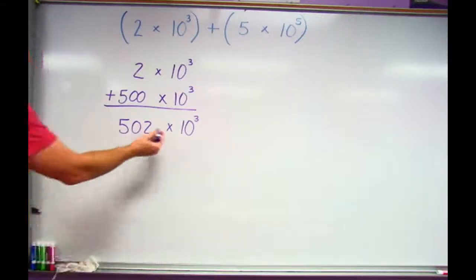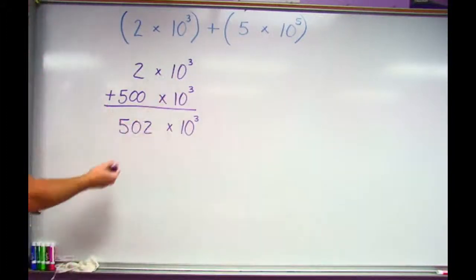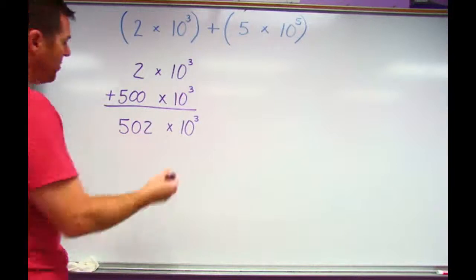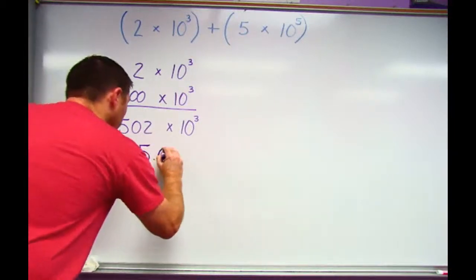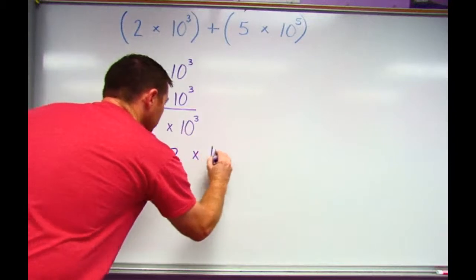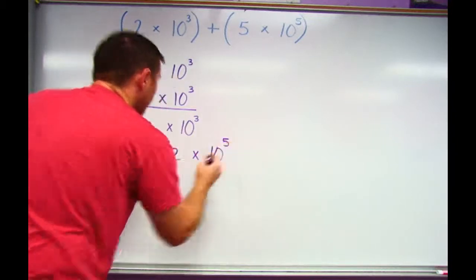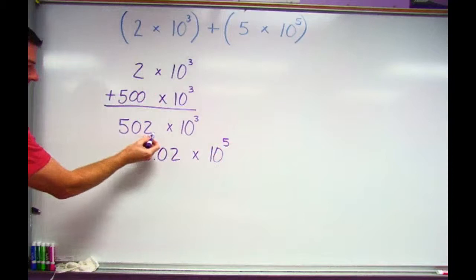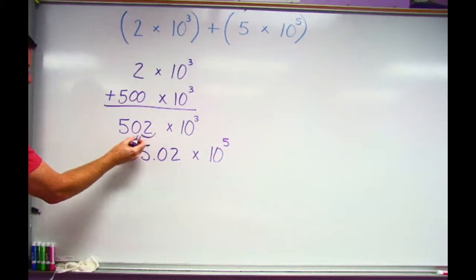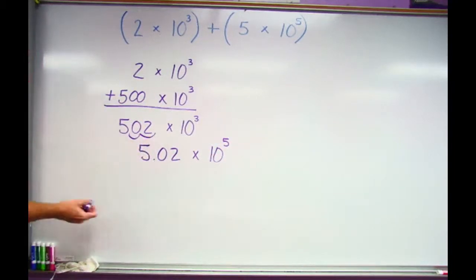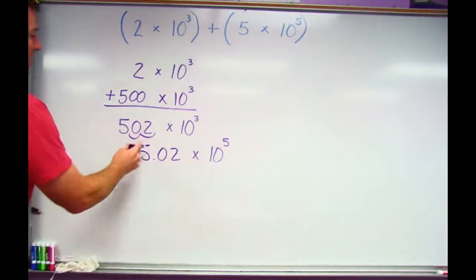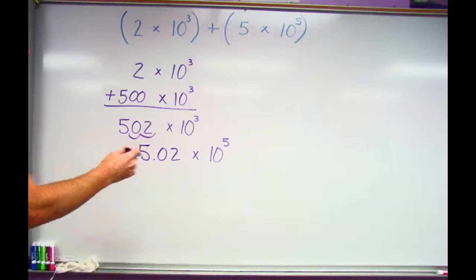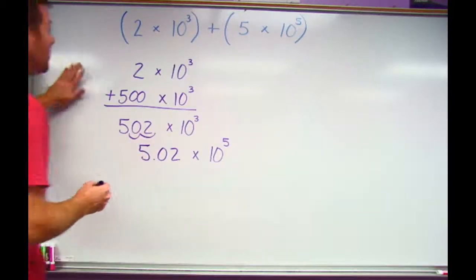you end up with 502 times 10 to the third, which is essentially 502,000. But we want to work our answer back into scientific notation. So we end up with 5.02 times 10 to the fifth. Because remember, when you move this understood decimal from right here back 2 spots to 5.02, you have to add those 2 spots back into your exponent. And remember, proper scientific notation is putting the decimal to the right of the first significant figure. All right, let's try a different one.